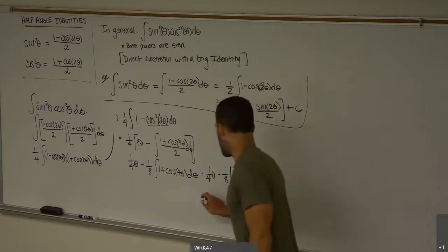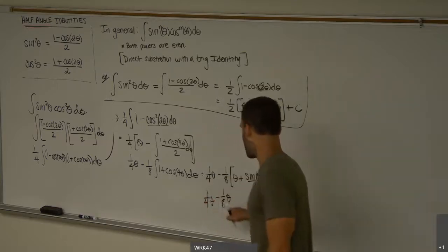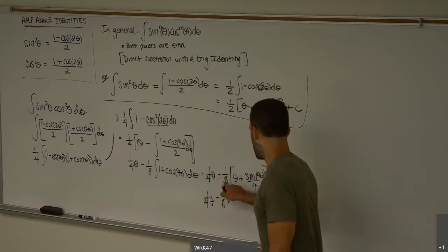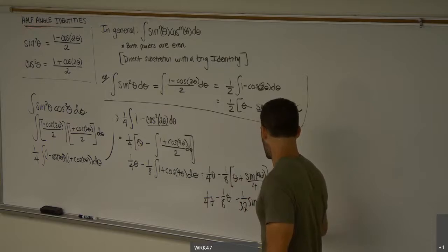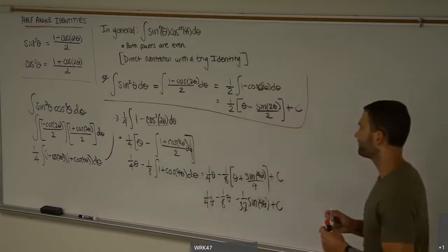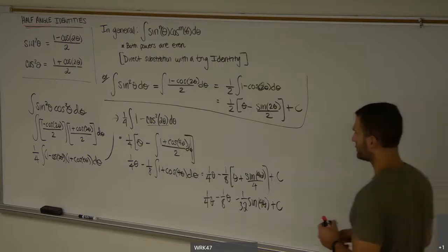Distributing my negative 1/8, which we should not forget to do, we get 1/4 theta minus 1/8 theta, which we can combine if we want. And then minus 1/32 sine of 4 theta, plus C. And so we get this for our answer.